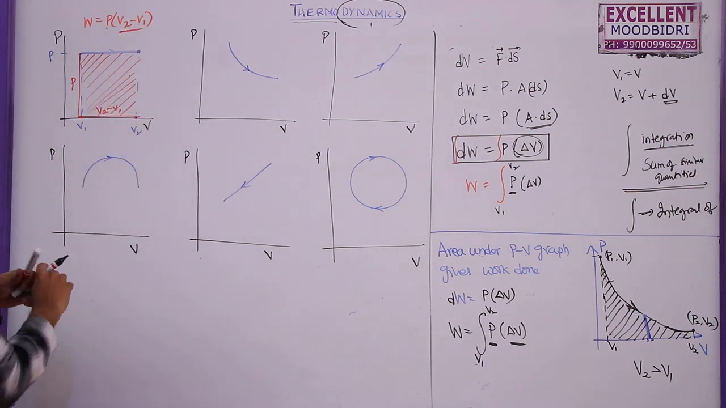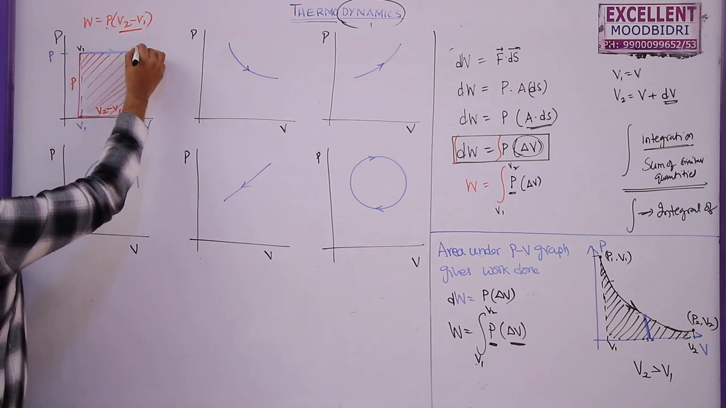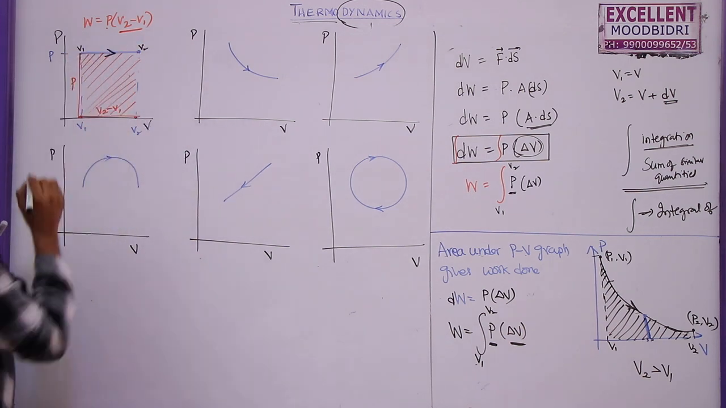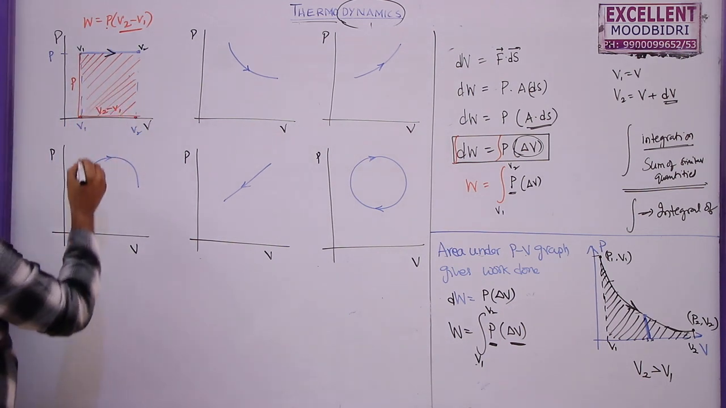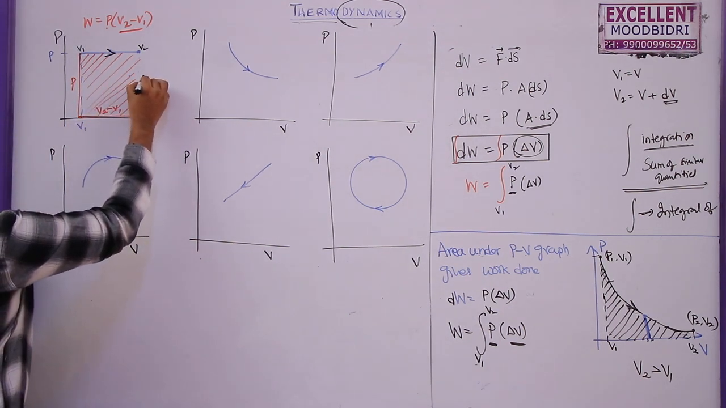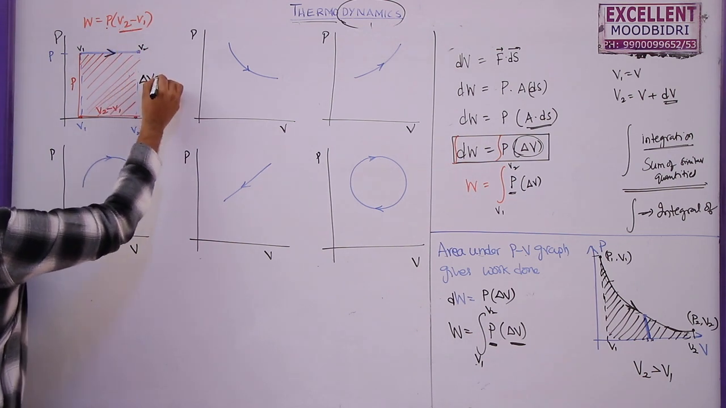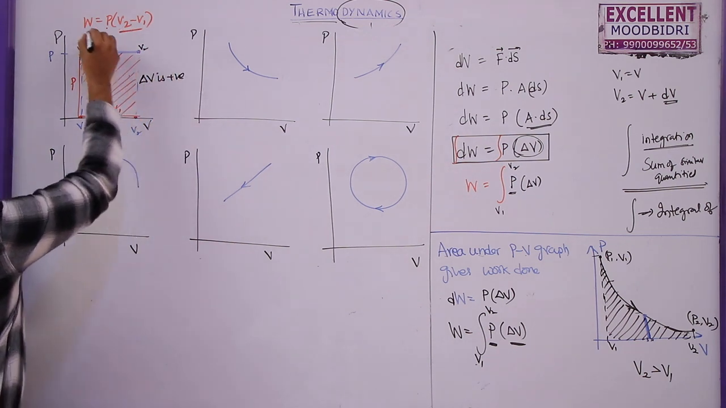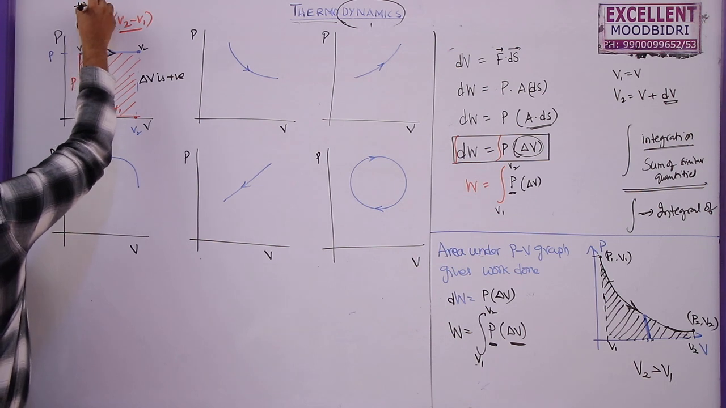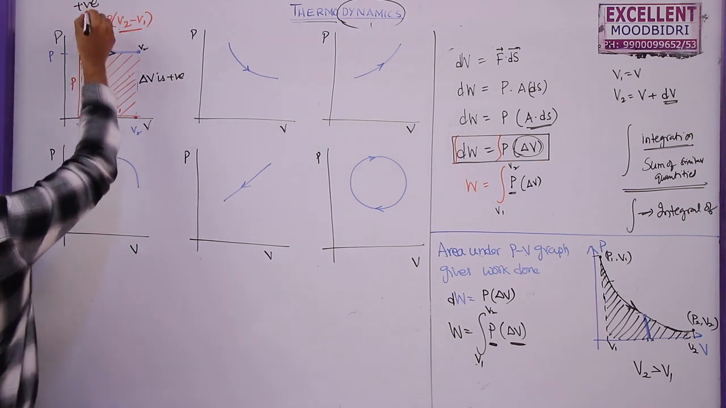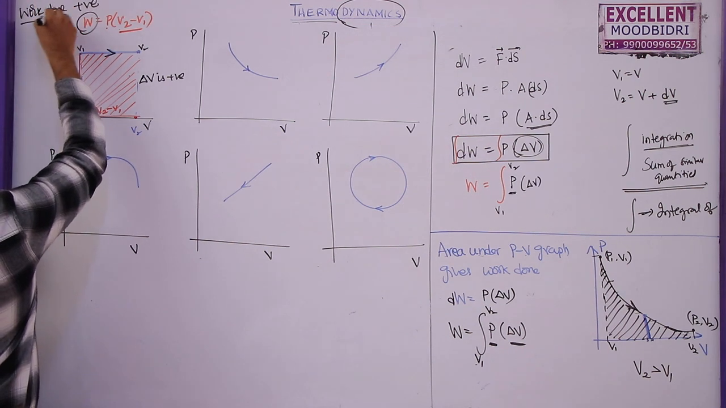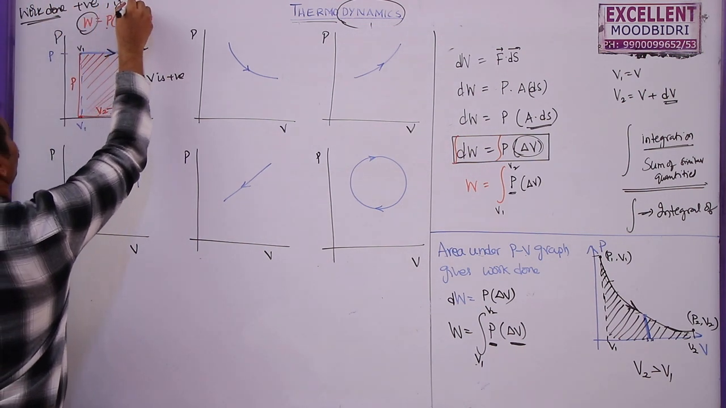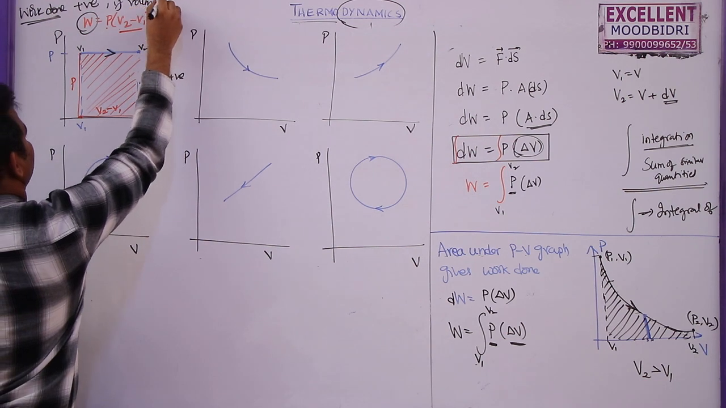And the most important thing is, here this is V1, this is V2, and the arrow is shown like this. That means volume is increasing in this case. Whenever volume is increasing, delta V or change in volume is positive. So work done will be positive in this case. So please remember, work done is positive if volume is increasing.